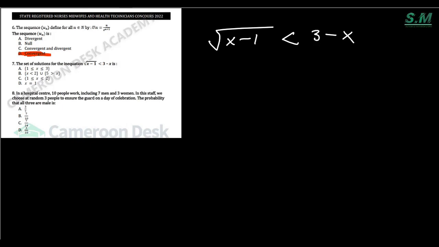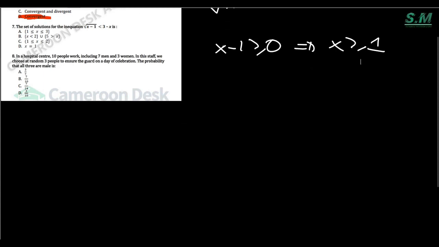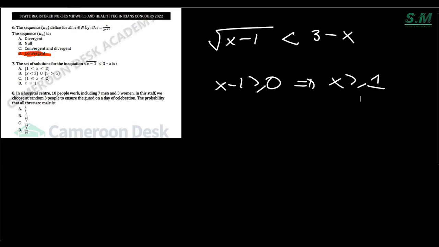The square root function is defined only when the input is non-negative. So it definitely means x minus 1 should be greater than or equal to 0. So x should be greater than or equal to 1, since the square root function is defined only for non-negative values. Now, to solve this inequality we have to be very careful, because to square both sides of an inequality, both sides should be positive. We have 3 minus x on the right hand side. Under which conditions will 3 minus x be positive?